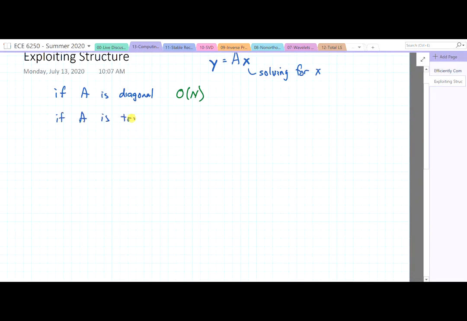If A is triangular, and then we saw this already, we get order n squared. If A is orthogonal, then we have order n squared, because the solution is found as x hat is just equal to A transpose y, and the matrix multiplication is order n squared.